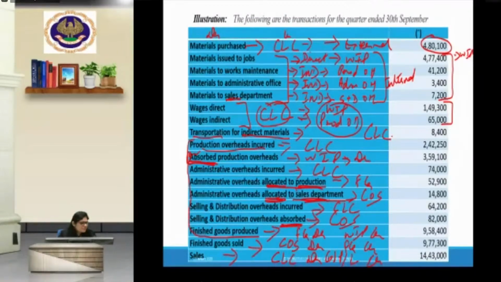All right. Yes, very good. So we have done, I've told you the entries. Now you must have made the posting also to accounts. Let me now show you the accounts here.